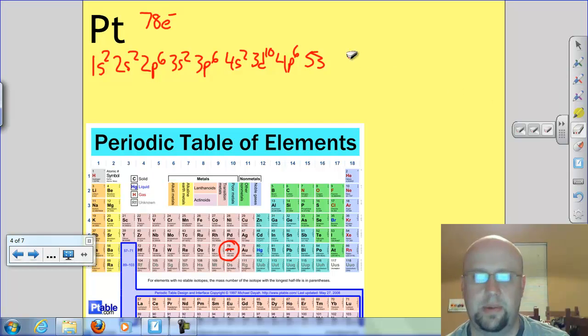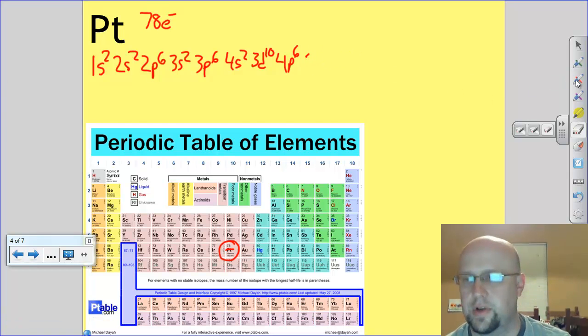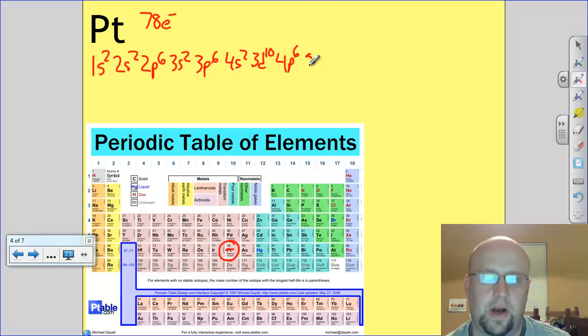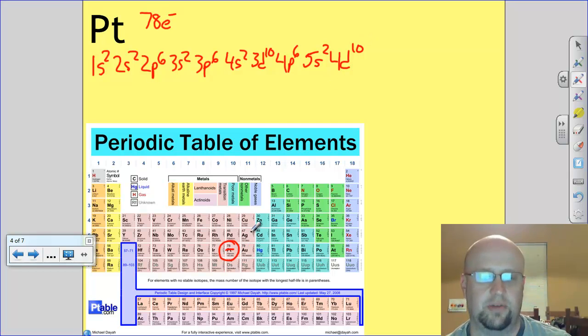Oh, what just happened there? Crazy marker. Okay, let's try that again. So 5s, 2, okay, then 4d, remember the d's are always one less than the s they're next to, so 4d10, okay, still not quite in the right row. When I get down to the next d level, I'll be where I need to be. So 4d10, 5p6, okay, again, sorry for that craziness there, okay, down to 6s.